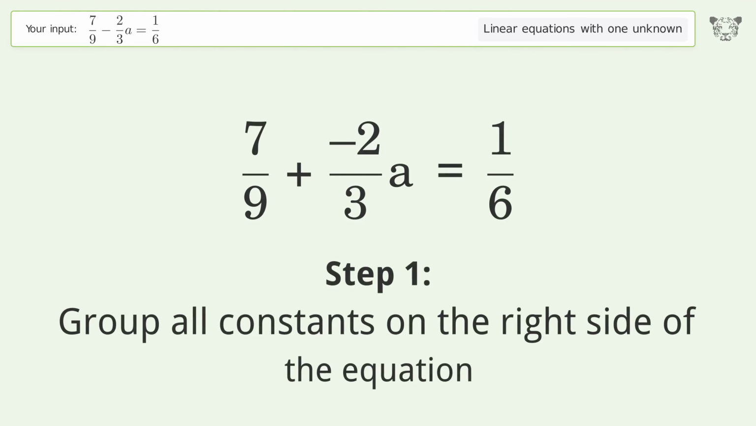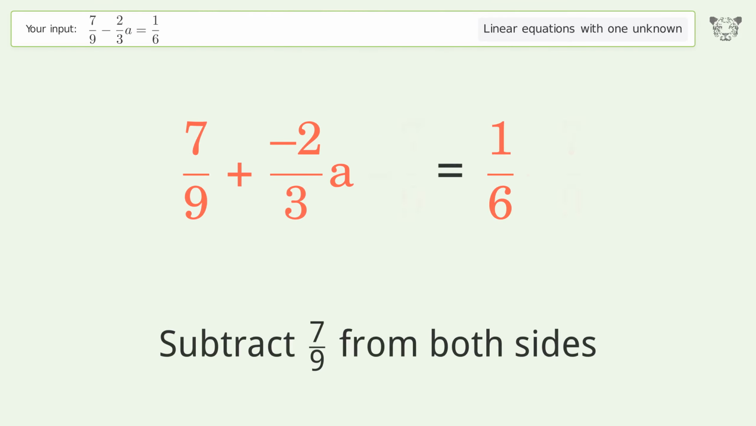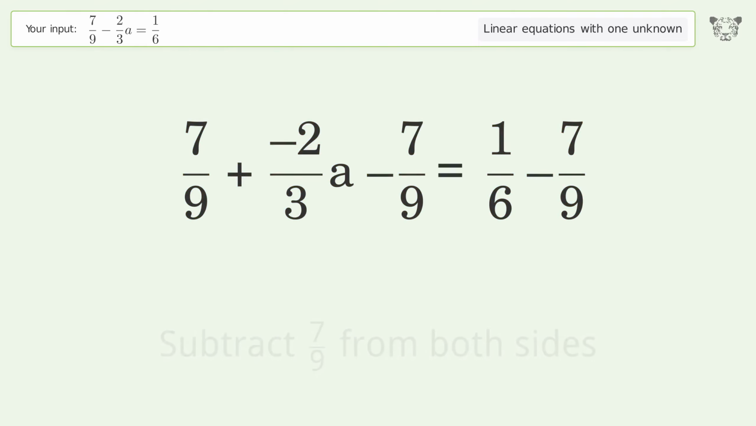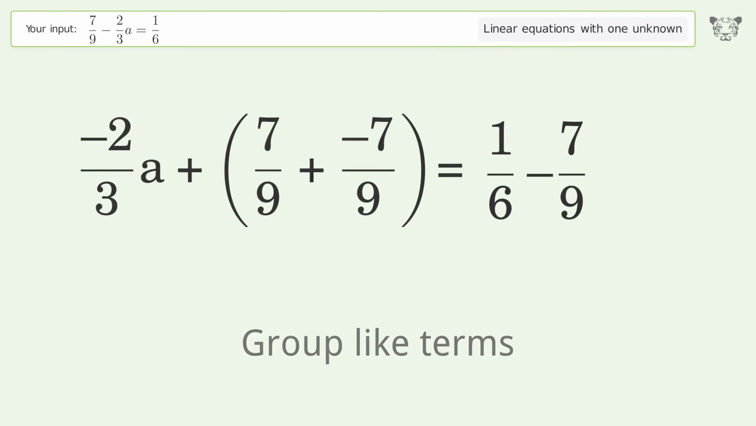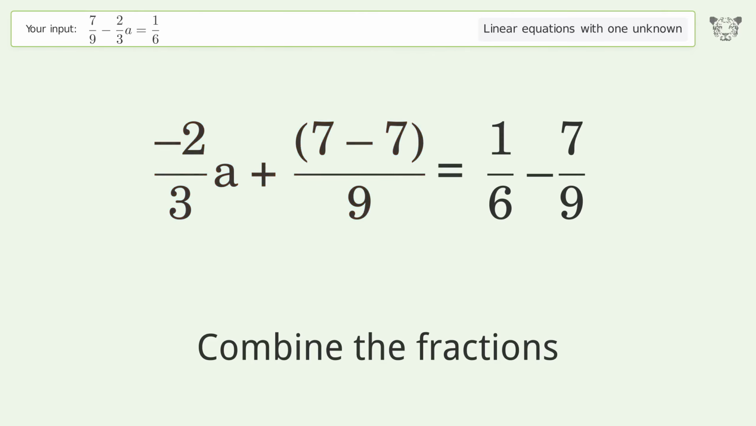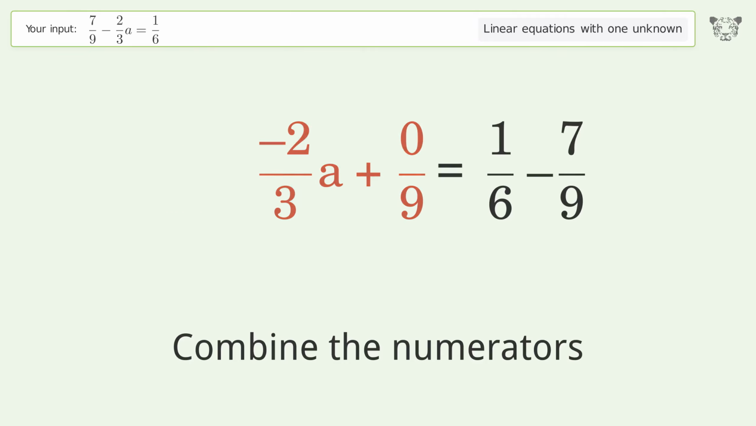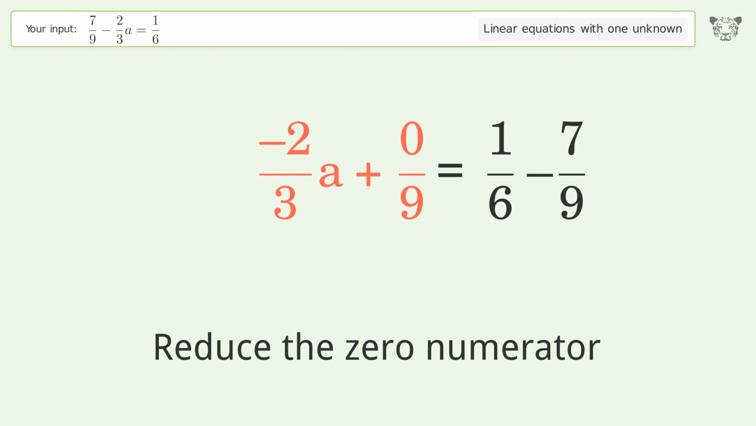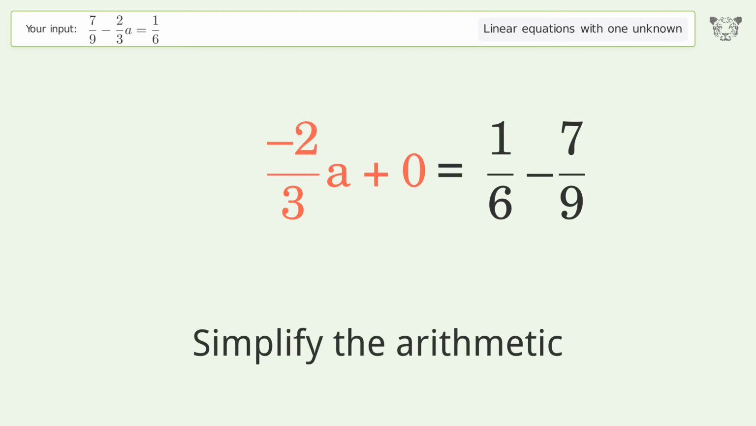Group all constants on the right side of the equation. Subtract 7 over 9 from both sides. Group like terms. Combine the fractions. Combine the numerators. Reduce the zero numerator. Simplify the arithmetic.